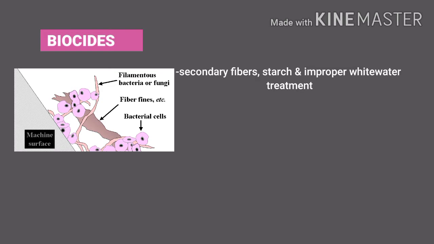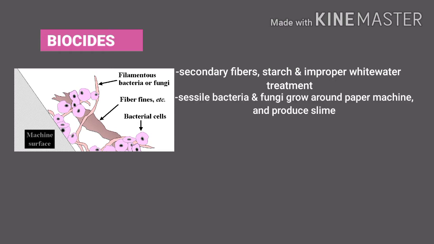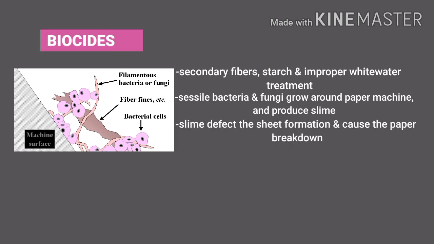The next control additives are biocides. The secondary fibers, starch and improper whitewater treatment may aggravate the problem of microorganism growth. Microorganisms including sessile bacteria and fungi will grow around the paper machine and produce slime. The slime may affect the sheet formation and cause paper breakdown. So, with biocides, slime can be controlled and reduced.